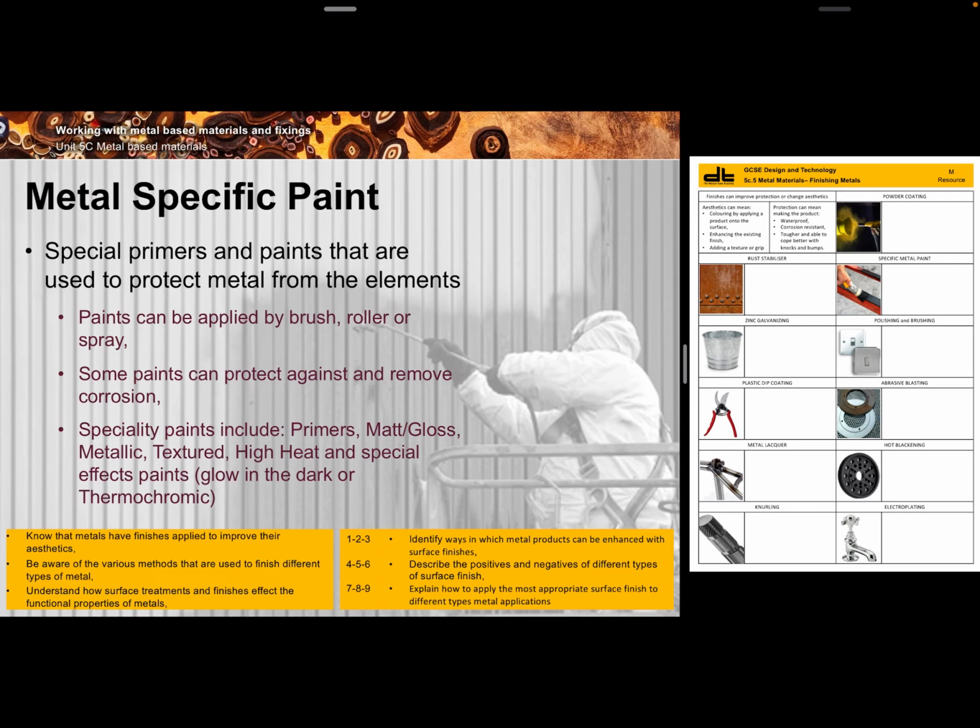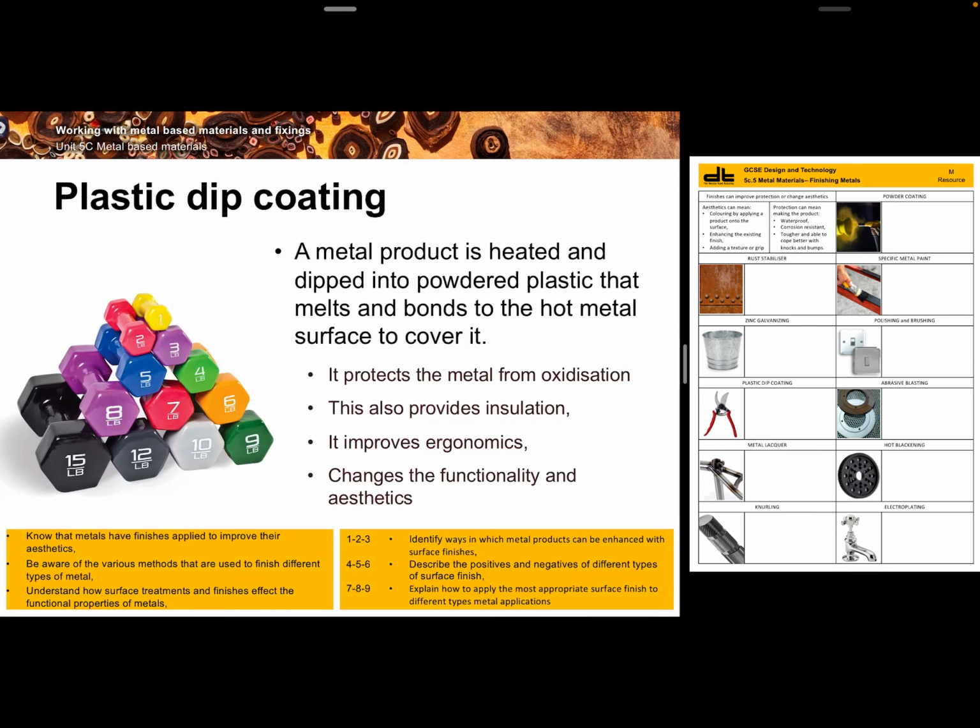Now, the different types of finish that you can have, we've got things like metal-specific paints. Special primers and paints that are used specifically to protect metals from the elements. These can be applied by a brush, roller or sprayed on. Some of the paints can protect against and remove corrosion, so they can start to remove rust spots. Specialty paints include primers, a surface finish that you'd put on first. Then you'd have matte or gloss, metallic, textured, high heat or special effects paint such as glow in the dark or thermochromic that would be applied afterwards.